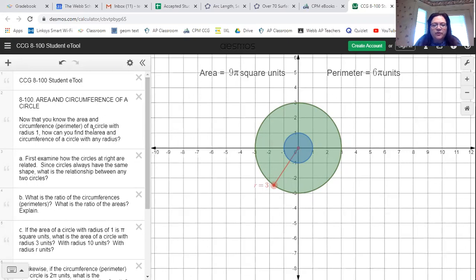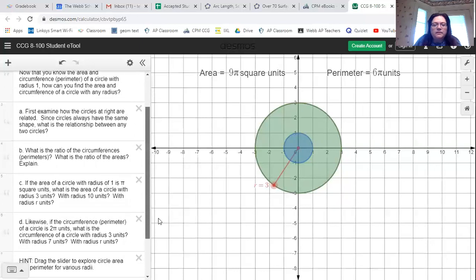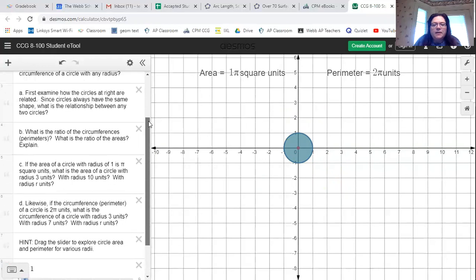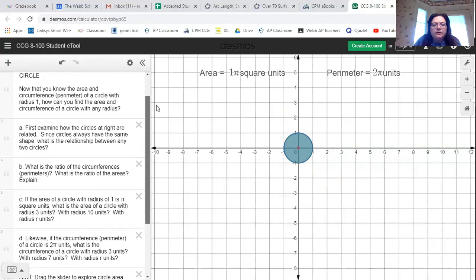We know that the circumference or perimeter of a circle with radius 1 is pi. So if we go all the way down to the bottom here and we make the radius 1, the area is 1 pi. The perimeter or the circumference is 2 pi. So the area is 1 pi square units. Perimeter is 2 pi units.